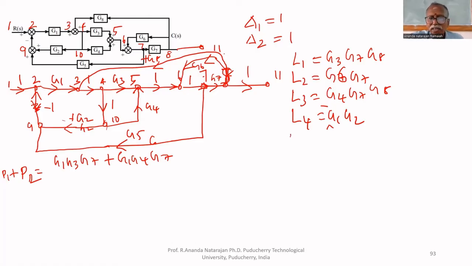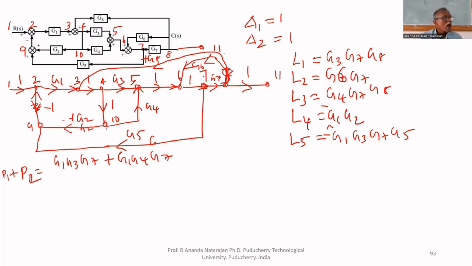One more feedback, L5. L5 equal to G1, G3. I am following this 2, 3, 4, 7; through G5 I can come. G1, G3, I cannot travel this way. Therefore, G1, G3, G7 and G5. That is one more, G5. Any other loop?